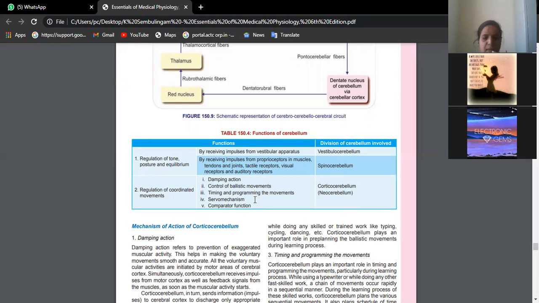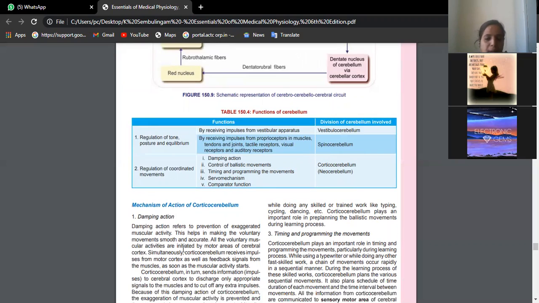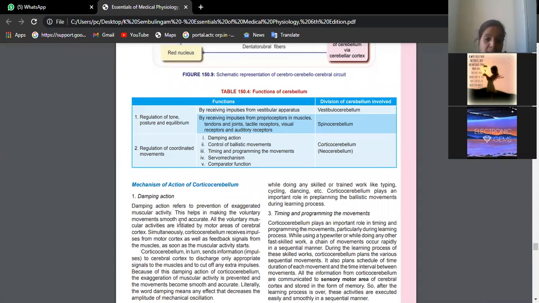What is damping action? Exaggerated muscular activity is dampened. Suppose you are trying to lift a water bottle, you are so much involved in studying or watching TV that you forgot the bottle is empty, and you are putting pressure as though the bottle is full. That means more energy is utilized. The opposite thing happens when you consider it is empty and you are using less energy. Something like that happens, no? So damping action is prevention of exaggerated muscular activity. That means we are using the amount of energy which is particularly designed to perform that particular activity.